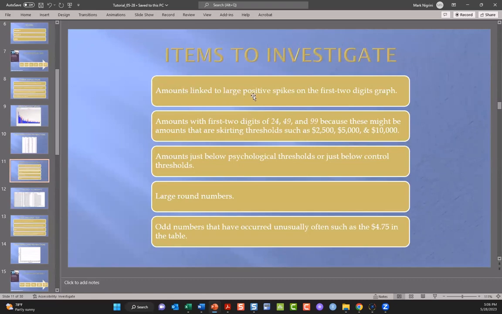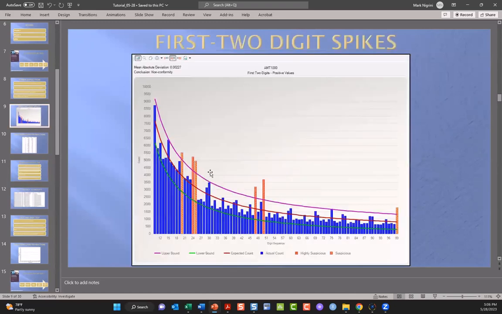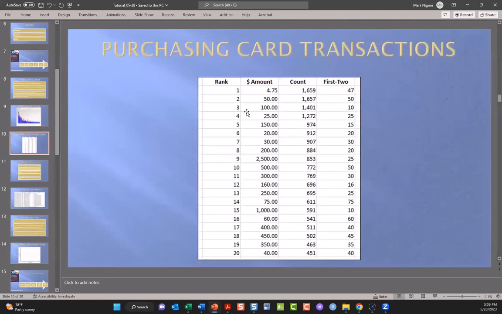The amounts linked to large positive spikes on the first two-digit graph. So here we go. The biggest spikes are 50, 47, and 24. So I'd go to this list, and I would care about numbers beginning with 50, 47, and 24, and there are no numbers on that list that begin with 24.